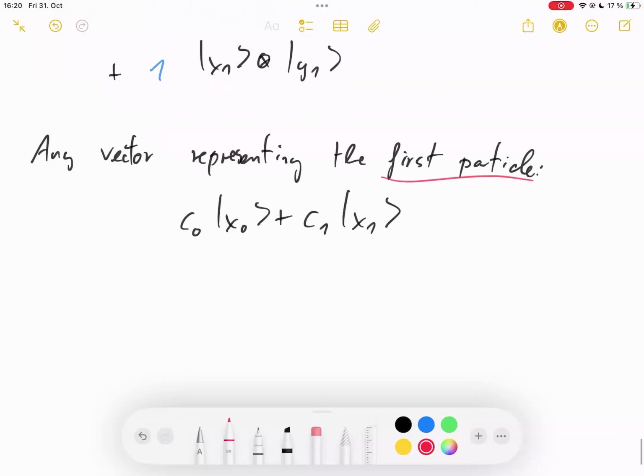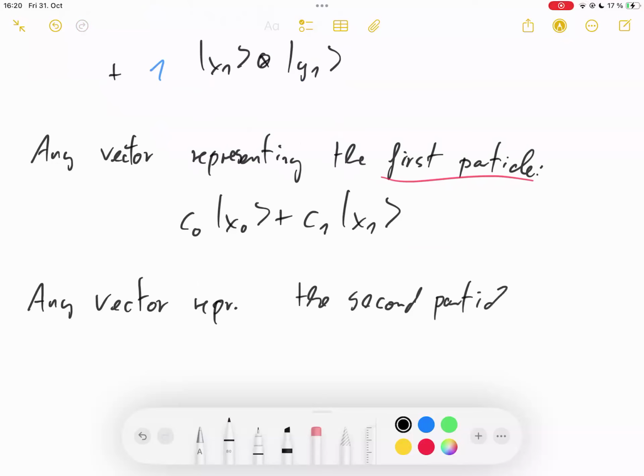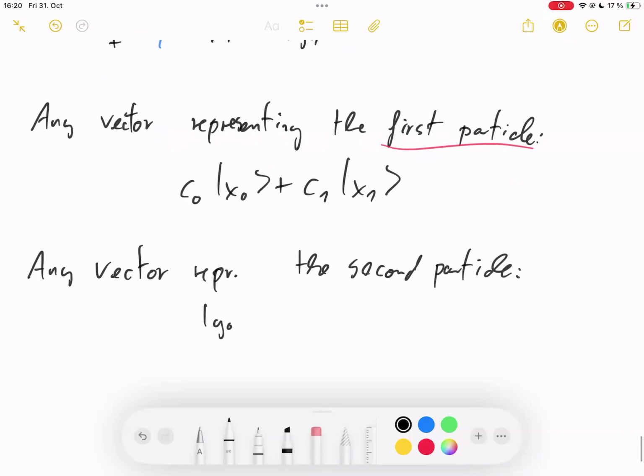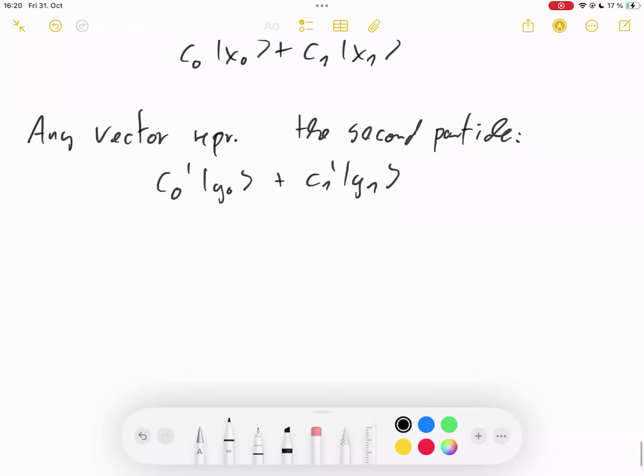Similarly, any vector representing the second particle could be written as something like, so we have the y0, y1, and we can say c0 prime and c1 prime. So we're not currently in the aggregate system, but we are looking at the two individual systems. And that's what we've started today with.